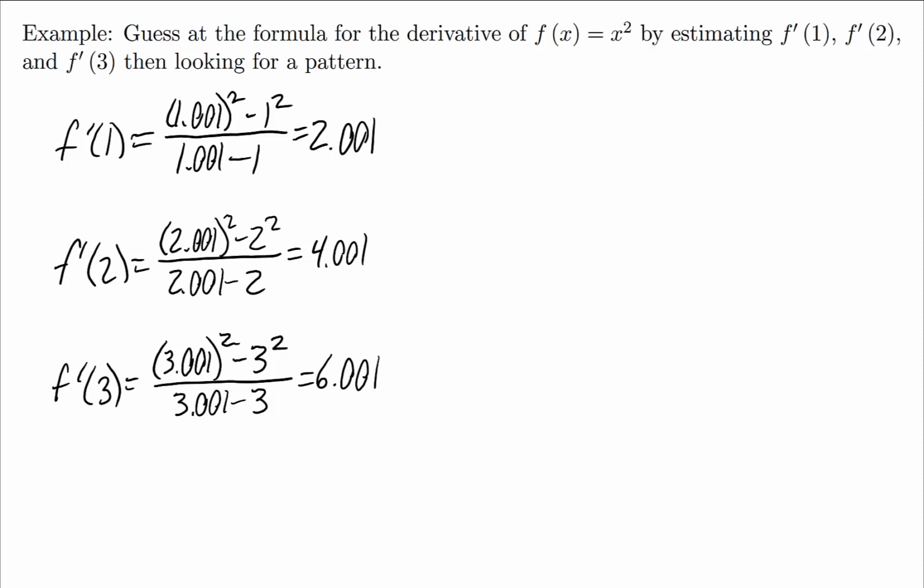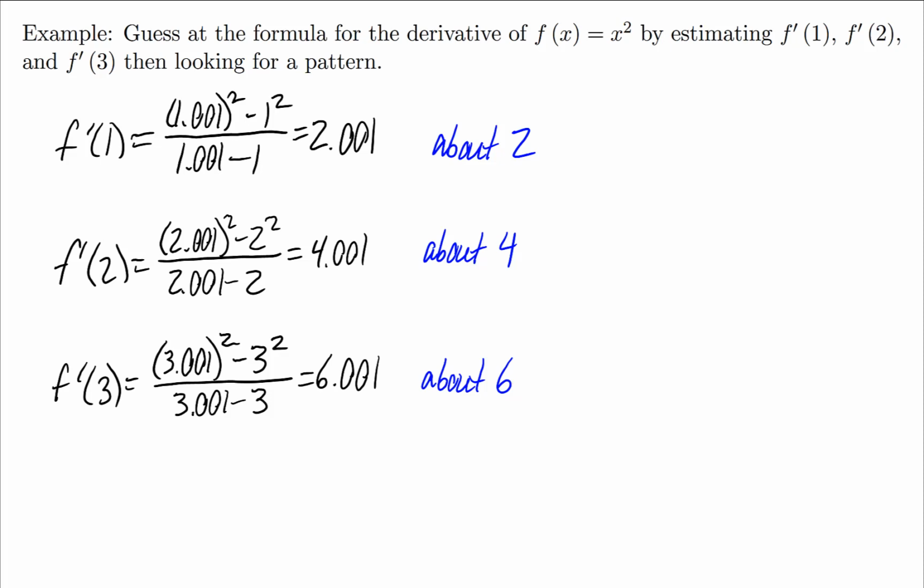Now there's an obvious pattern. You could probably guess what your estimate would be for f prime of 4. You'd probably get 8.001. So what is this 0.001? It seems like it's following basically just a 2, 4, 6, 8 pattern. Well, because we're estimating, we do have a little bit of error. So I'm actually going to write this. The first one is about 2, the second one is about 4, and the third one is about 6.